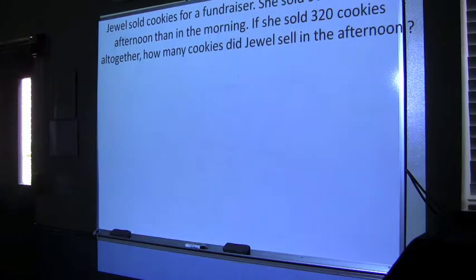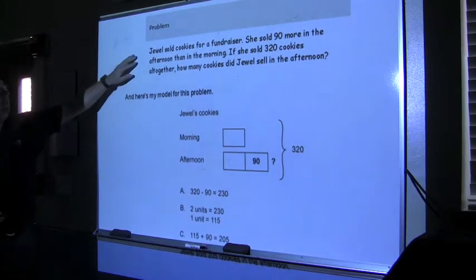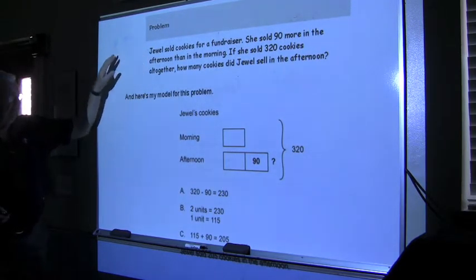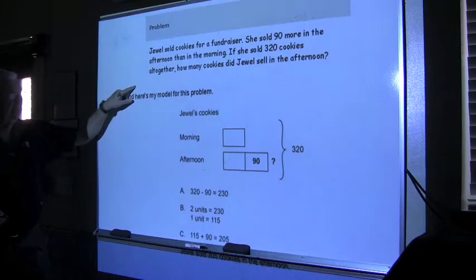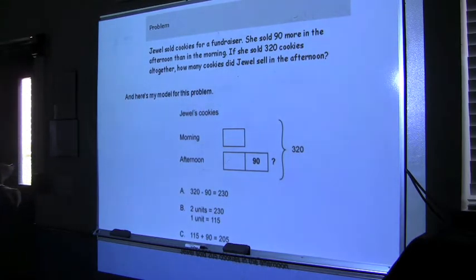Okay, if we come here, this is the same problem repeated. And we would actually put the question here. We have Jules sold, we have the unit bars. We put 2 unit bars in here, one representing Jules's cookies in the morning, that's the who and the what, and then the other one is in the afternoon.